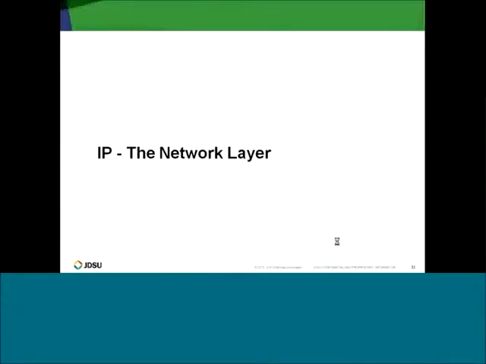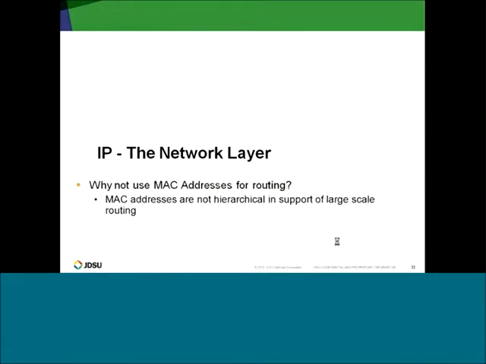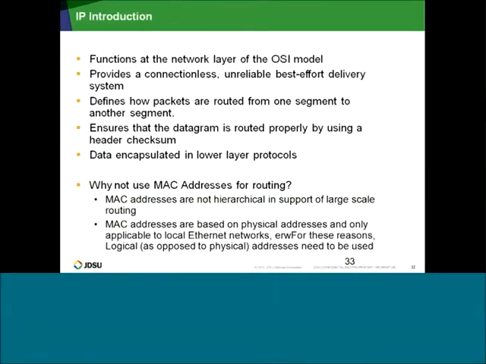Now, if we follow on over to IP network, so the network layer. So the functions of the network layer in the OSI model, how to provide connectionless, unreliable best effort delivery. So IP is connectionless. It just sends traffic as soon as possible. And then, of course, why use IP addresses for routing versus MAC addresses?